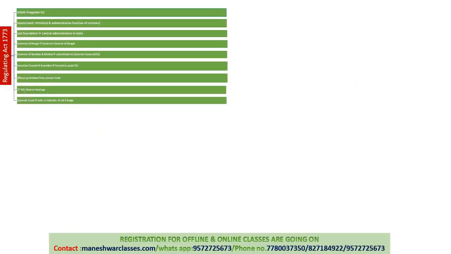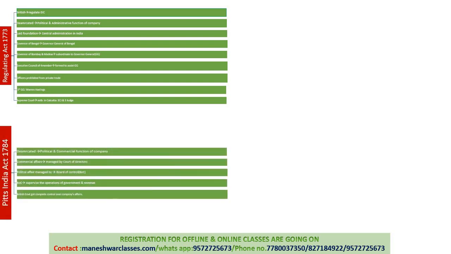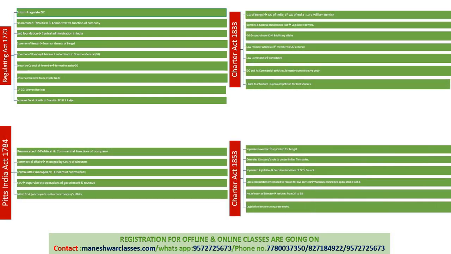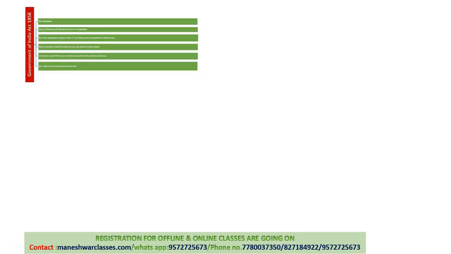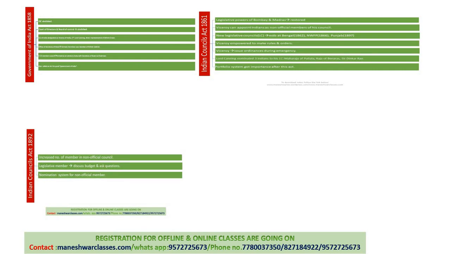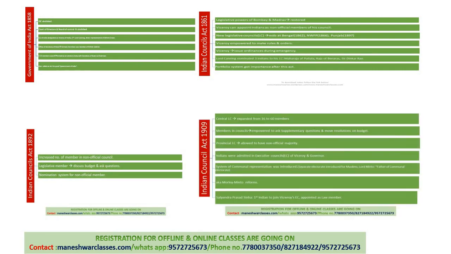As you know, we have already discussed the Regulating Act 1773, Pitt's India Act 1784, Charter Act 1833, Charter Act 1853, Government of India Act 1858, Indian Councils Act 1861, Indian Councils Act 1892 and Indian Councils Act 1909. So our next topic is Government of India Act 1919.